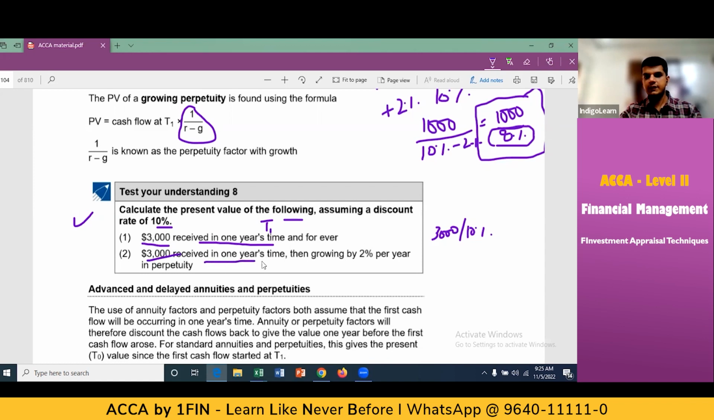$3,000 received in 1 year's time, that is T1, then growing by 2% every year till perpetuity. So simple. Again 3,000 divided by discounting factor, that is 10%, minus the growth factor, that is 2%. So 3,000 divided by 8%. Okay, just see here.